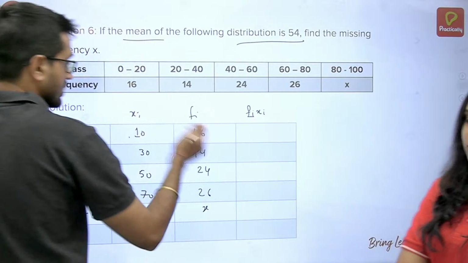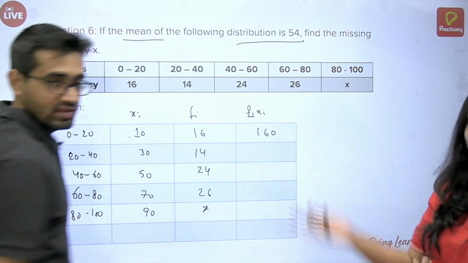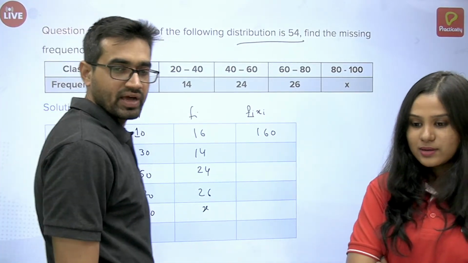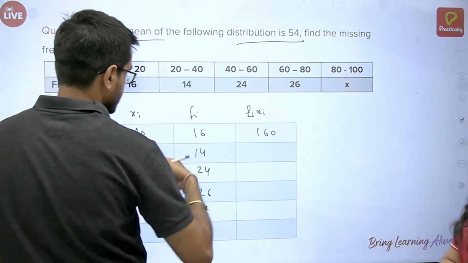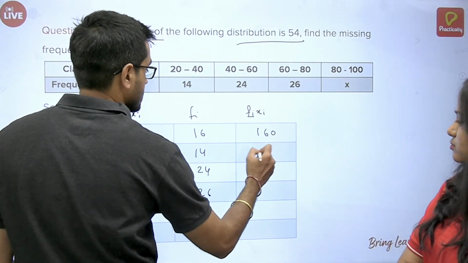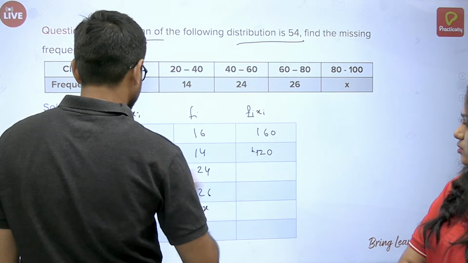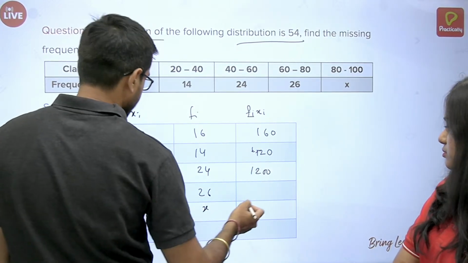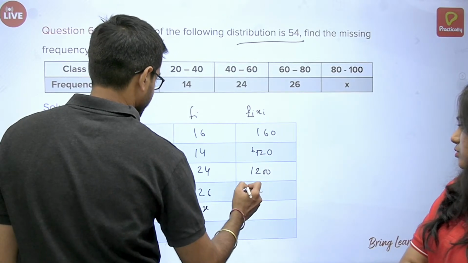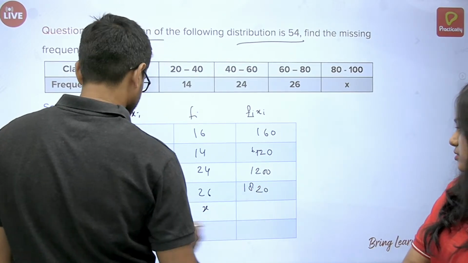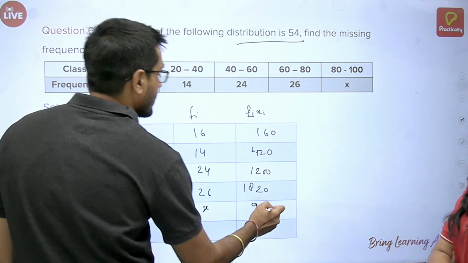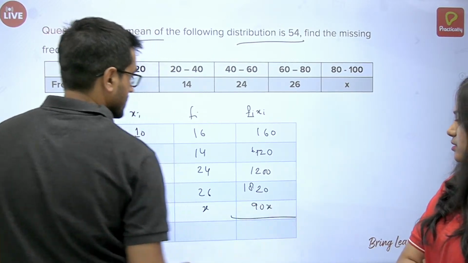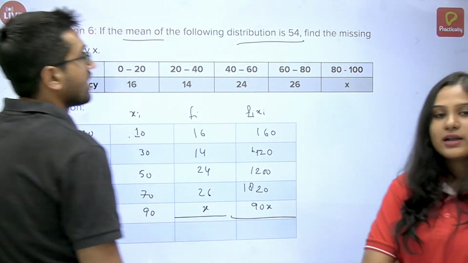Okay, so let's come on, tell the values here. Do the multiplication, Ashray and Deepika or Srijani. So let's multiply: 14 times 3 is 42, so 420. 24 times 5 is 120, so 1200. 26 times 7 is, I do not know, 1820. And 90x. Now what you need to do is add all of this, right?